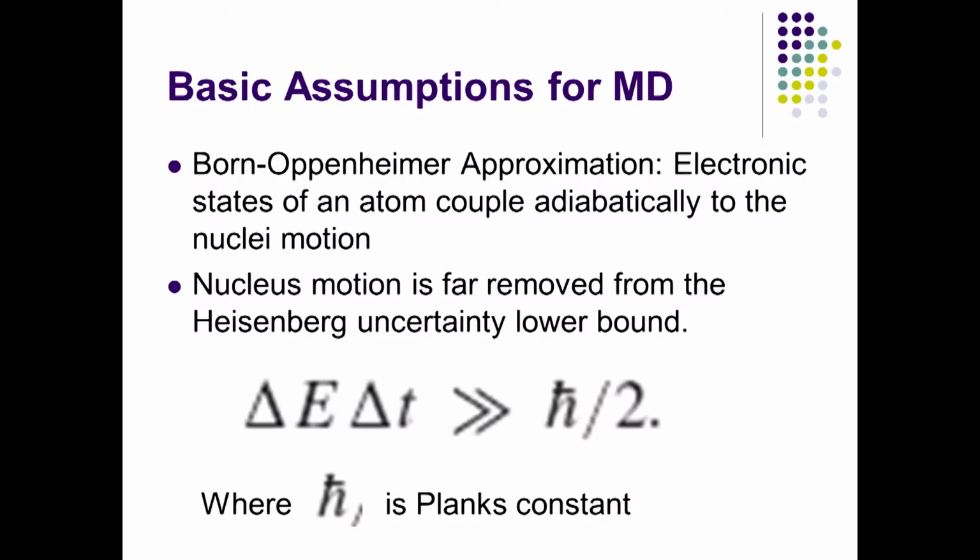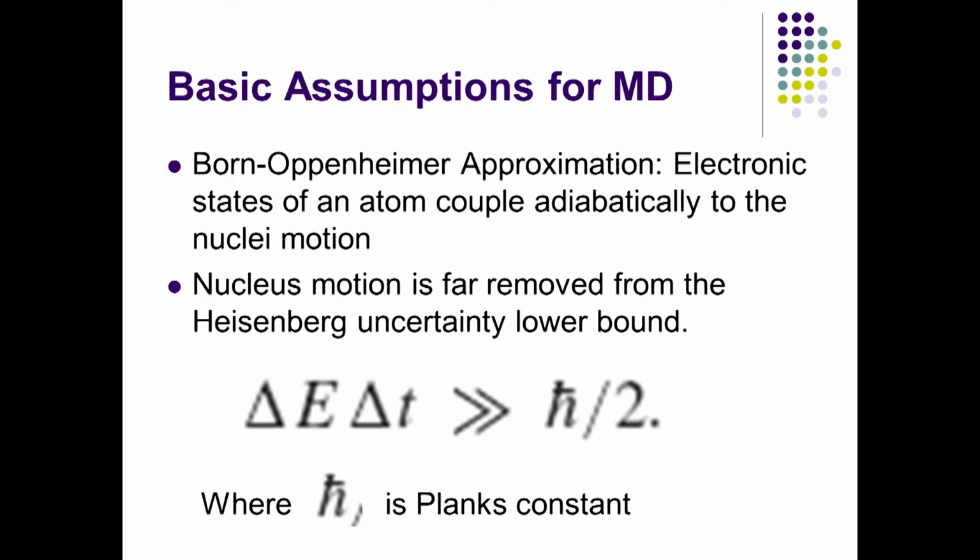And also there is another approximation, that nucleus motion is far removed from the Heisenberg uncertainty principle lower bound. So, if you look at Planck's constant, which defines the Heisenberg parameters in terms of h-bar over 2, and if you look at the multiplication of energy and time, the frequency of nuclear motion is far removed from Heisenberg uncertainty, and that allows us to then define the position and the momentum.